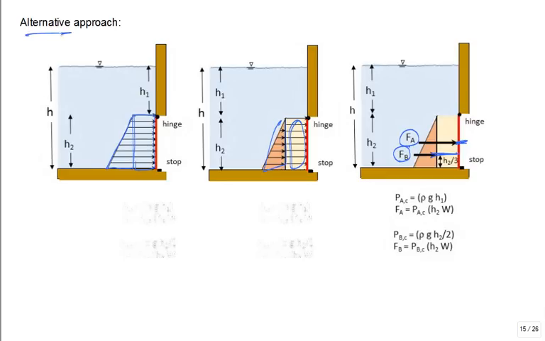This is an alternative approach. It works. It just may or may not be easier for you. But this is the value for F of A. This is the value for the pressure at A, at the centroid of A. This is the pressure at the centroid of B, etc. Okay? All right.